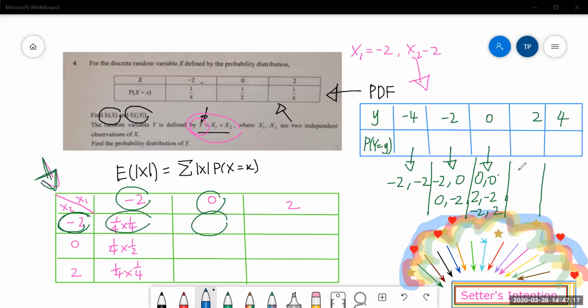Okay. Then for 2, it will be 0 and 2 or 2 and 0. Likewise for 4, it will be 2 and 2 only. Okay, this question is really very tedious, but it's just tedious. It's not difficult. It's just complicated. There's a difference.